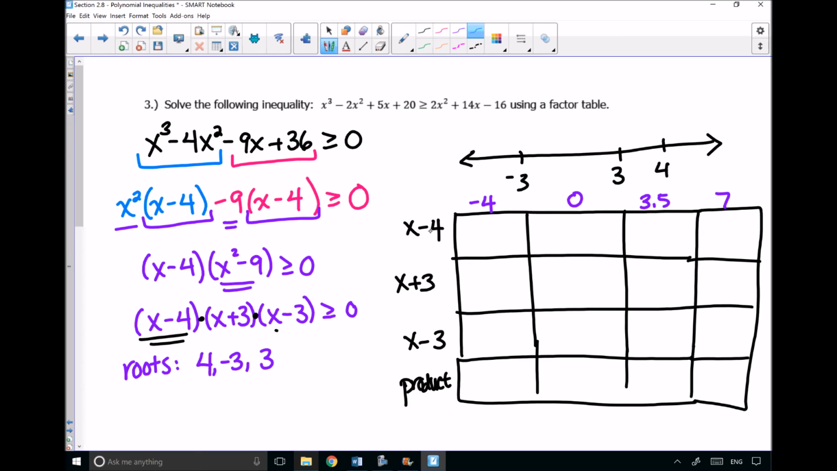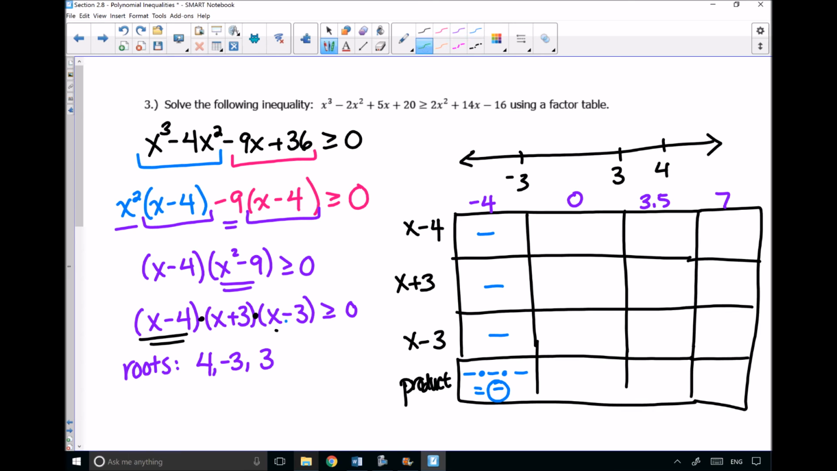So if I do negative 4 minus 4, I get a negative value. When I do negative 4 plus 3, I still get a negative value. And when I do negative 4 minus 3, I get another negative value. And this is saying that I'm multiplying all three of these values together. So it's a negative times a negative times a negative, so I end up getting a negative value. Okay? All right, so let's try the next column together.